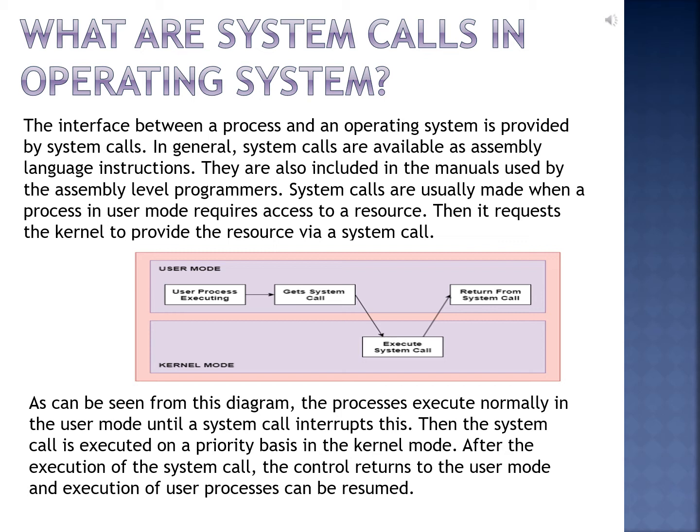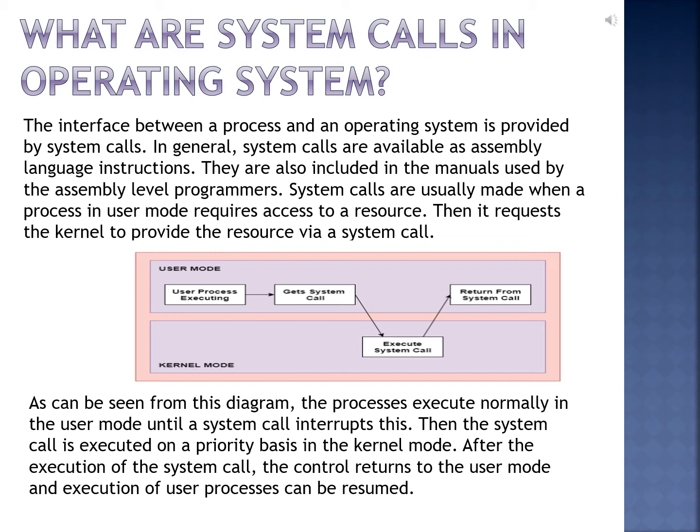Now, one of the most important things in operating systems is the system call. Now, what are system calls in an operating system? The interface between a process and an operating system is provided by system calls. In general, system calls are available as assembly language instructions. They are also included in the manual used by assembly level programmers.